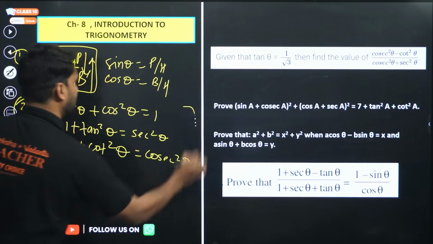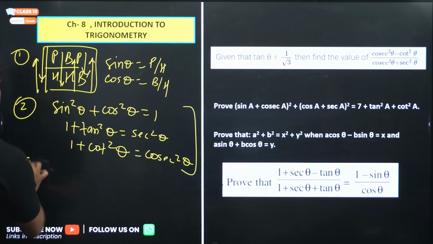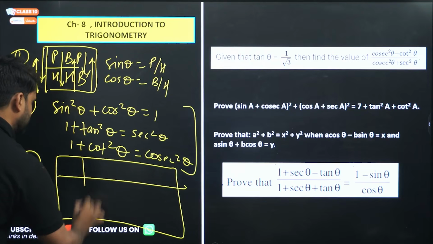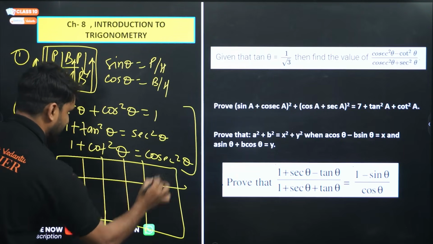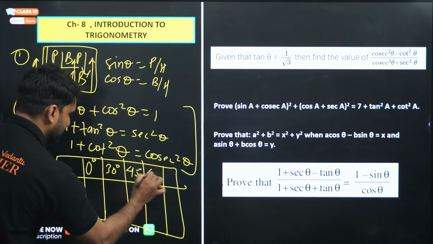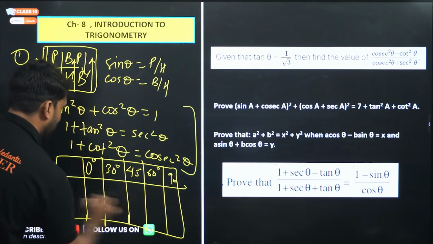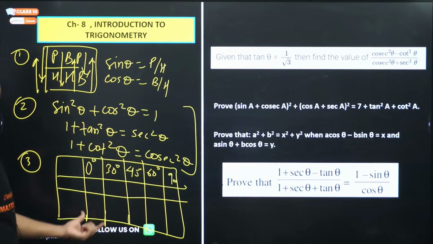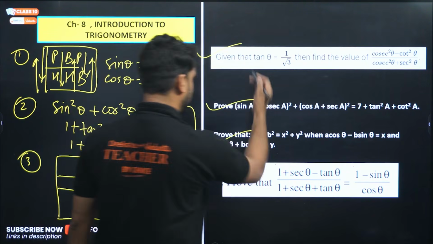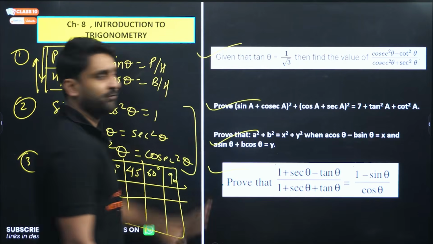These 3 identities are very powerful, and so are the trigonometric values. You have a table in your book: sine, cos, tan for 0 degree, 30 degree, 45 degree, 60 degree, and 90 degree. And you all know the values. So revise these, keep these formulas in your mind, and you can solve the questions easily. There are 4 questions for you.